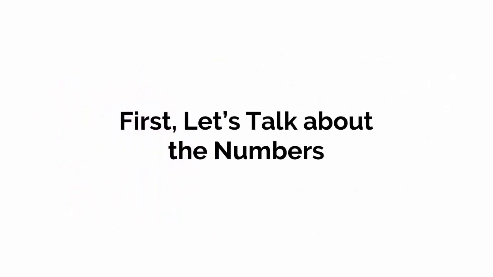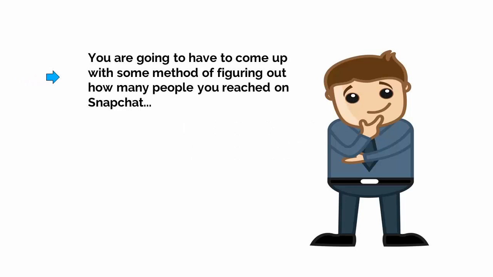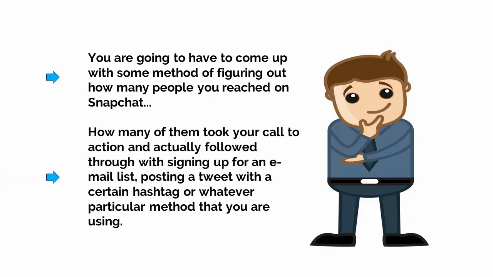Right, first let's talk about the numbers. Obviously, the numbers are important, but there is a great deal more to be aware of. Before you can get into any of that, however, you need to know the numbers, and so you're going to have to come up with some method of figuring out how many people you reached on Snapchat and how many of them took your call to action and actually follow you through signing up for an email list, posting a tweet with a certain hashtag, or whatever particular method that you're using. You can make use of the Snapchat tools that were discussed in the video on analytics, as well as your own methods of counting people that have responded.